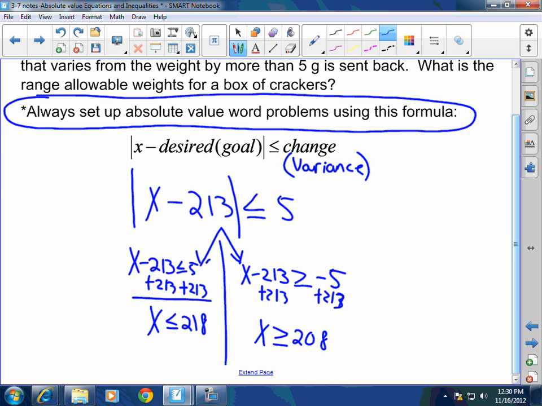So for them to keep the box and not send it back, the weight can be greater than or equal to 208 and less than or equal to 218. Don't forget this formula. X minus the goal, or what it should be, less than or equal to the variance or the change.